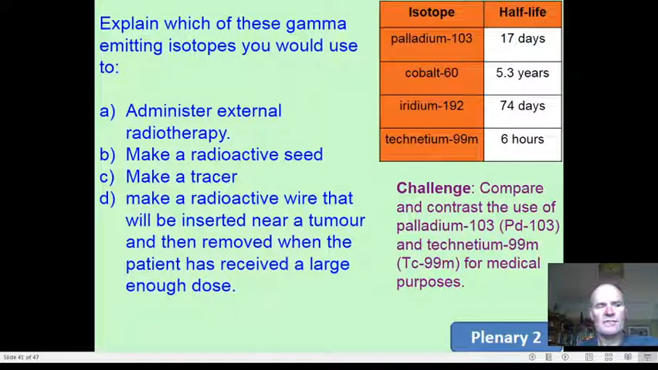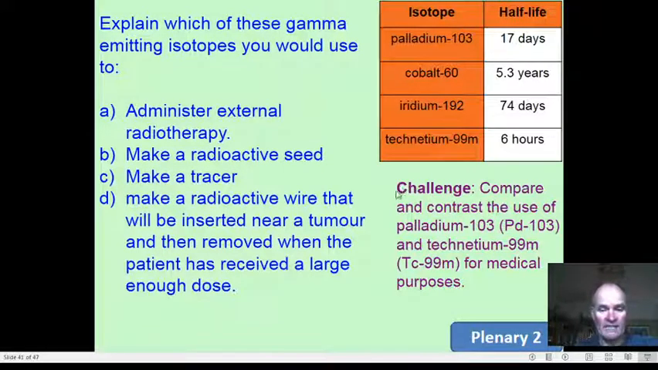Another task for you to do, because this is the second lesson of the two: explain which of these gamma emitting isotopes in the table on the top right would be best used for the following: external radiotherapy, a radioactive seed, making a tracer, making a radioactive wire that will be inserted near a tumour and then removed when the patient's received a large enough dose. Perhaps that's the one that we saw being put into somebody's lung through their windpipe, etc.